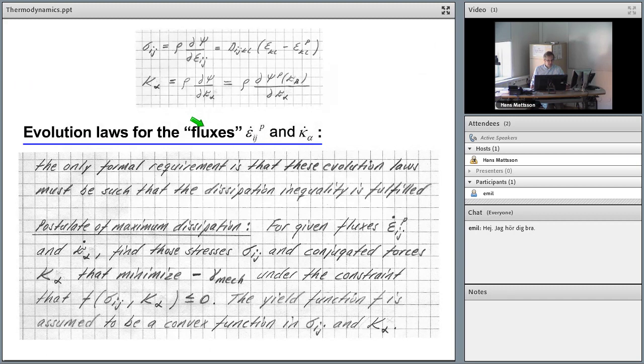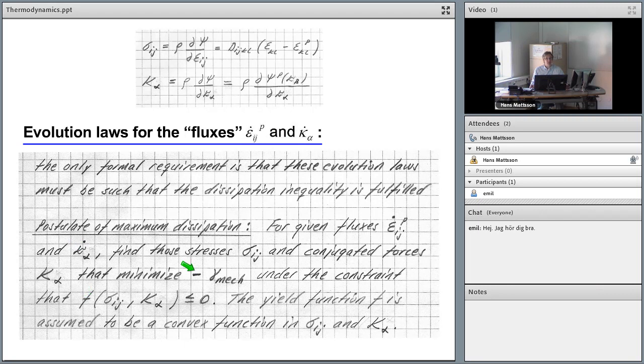Well, what should we do then? It's okay as long as we fulfill this inequality, larger or equal to 0. And we have here a postulate of maximum dissipation. For instance, if we want to have as large dissipation as possible, then for given fluxes of this and this, find those stresses sigma EE and conjugated forces that minimize this dissipation inequality under the constraint that the yield function should be smaller or equal to 0.